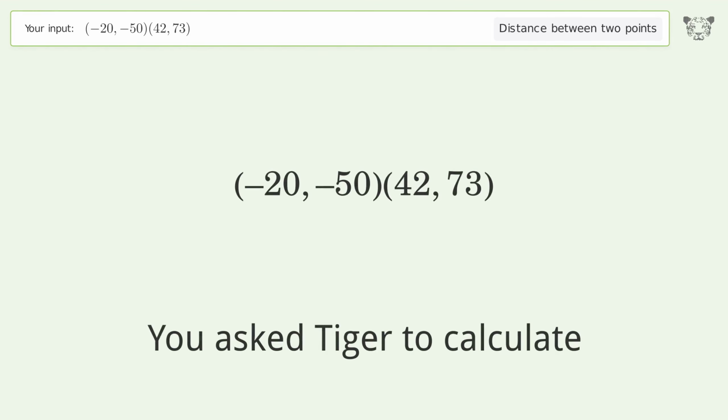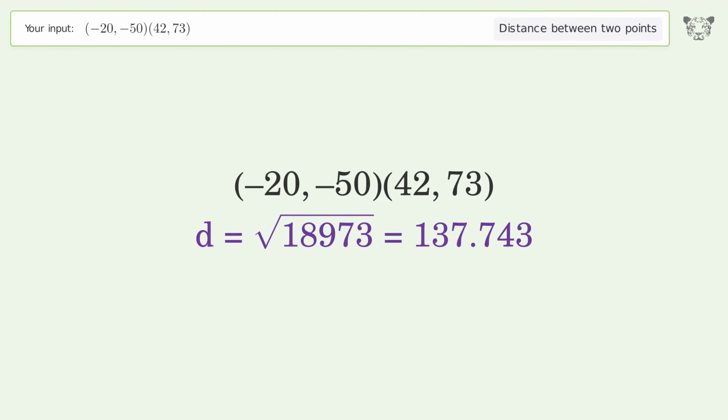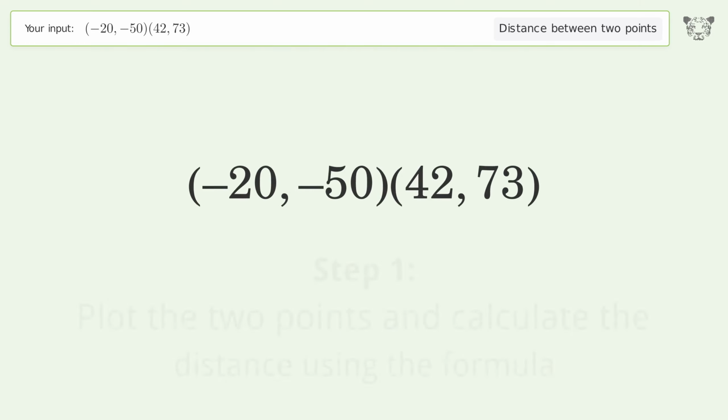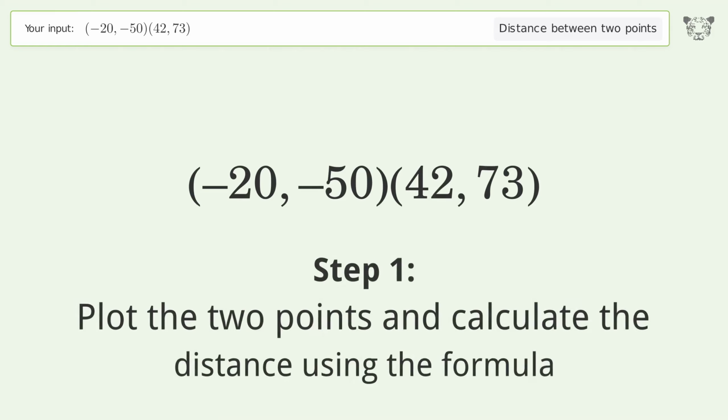You ask Tiger to calculate. This deals with the distance between 2 points. The distance between the 2 points is the square root of 18,973, or 137.743. Let's solve it step by step. Plot the 2 points and calculate the distance using the formula.